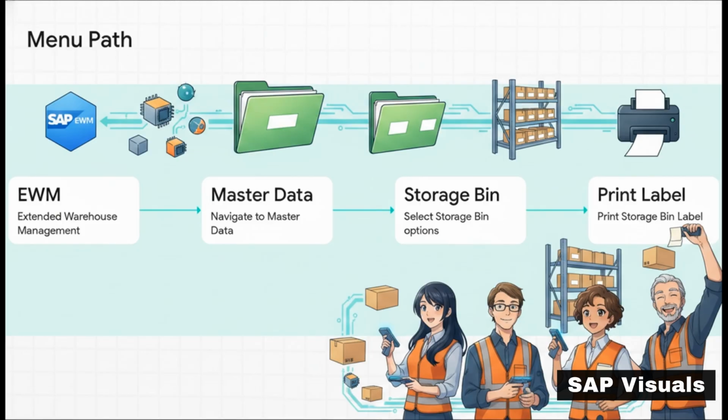Now, you might be wondering, why is this buried deep under Master Data instead of a daily operational folder? It's because in SAP EWM, storage bins are considered foundational infrastructure. They're the permanent digital geographic coordinates of your warehouse, not fleeting transactional data like a daily goods receipt. Understanding that hierarchy just helps you navigate the system so much more intuitively.